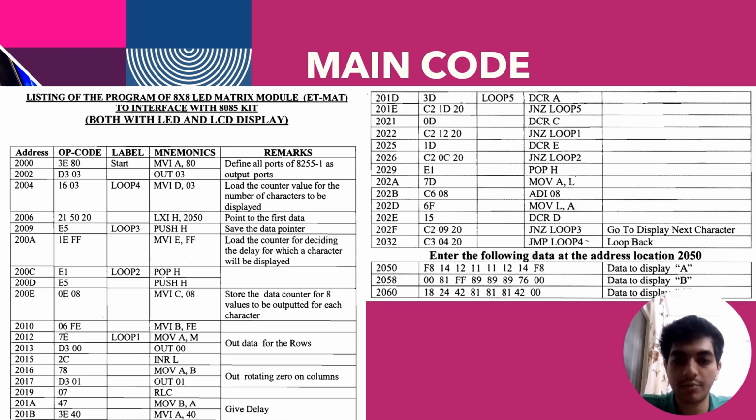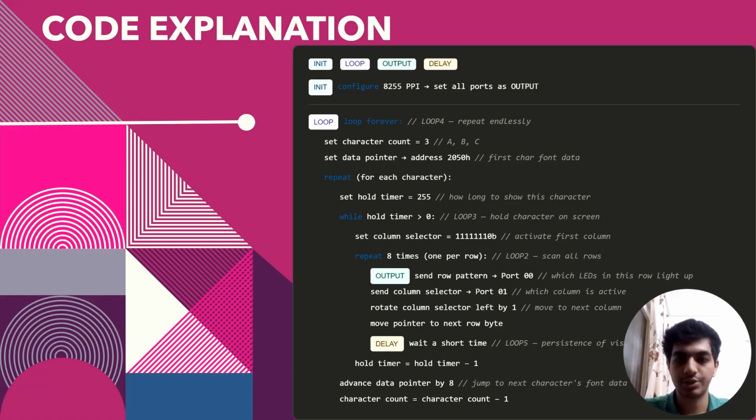So this data F8, 14, 12, 11, etc. This data basically integrated the LEDs we want to switch on or switch off at a particular time to display the particular character. So now I will show the code explanation. So we first initialize the output pins so it can drive the LEDs. And then this is the loop forever.